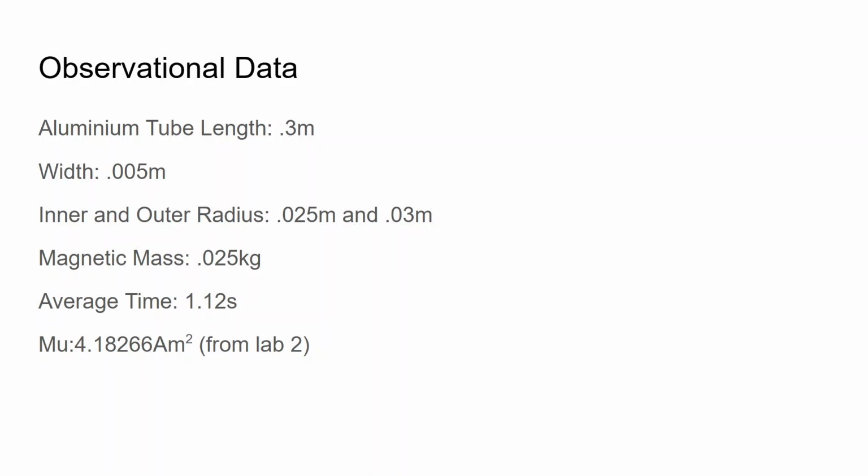Here was some observational data that I used in the code to make sure my readings were as close as I could to the truth. The aluminum tube length was 0.3 meters, the width was 0.005 meters, the inner and outer radius respectively was 0.025 meters and 0.03 meters, the magnetic mass was 0.025 kilograms, and the average time it took was 1.12 seconds. And then from lab 2, I had the same magnet. The mu of the magnet was 4.18266 amperes meter squared.